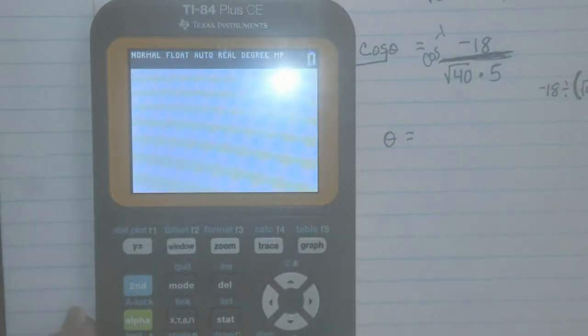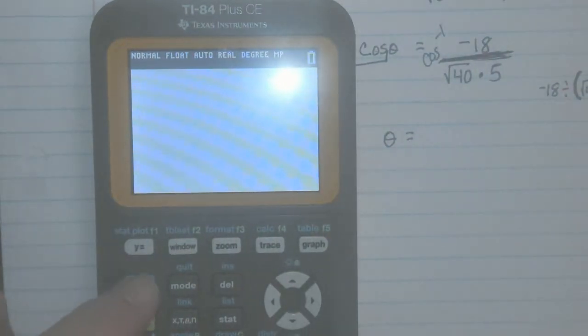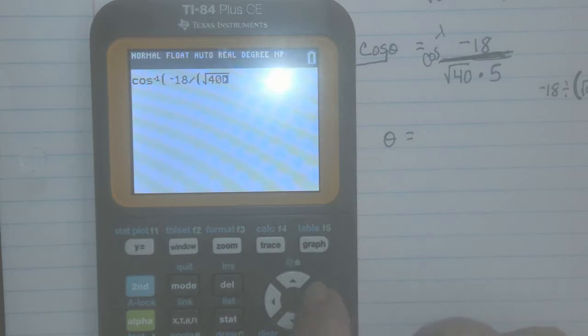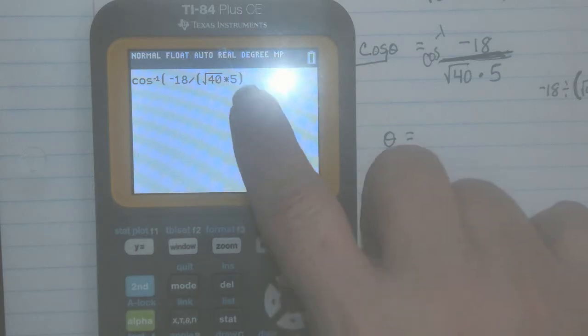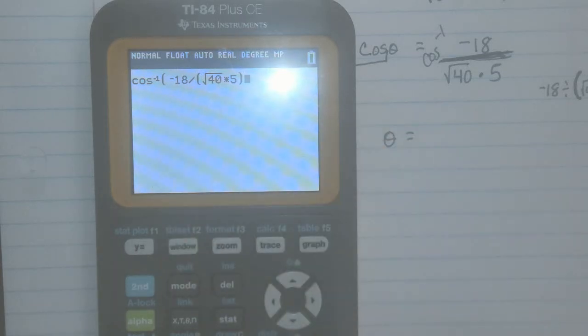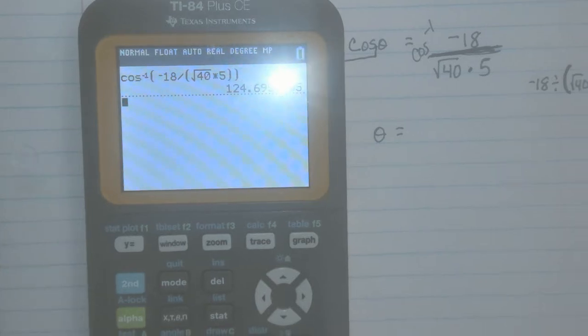On a calculator, I can type in second cosine, and I can do negative 18 divided by parentheses square root 40 times 5. And then I need to close my other parentheses for the end of the inverse cosine. And I've got an angle measurement.